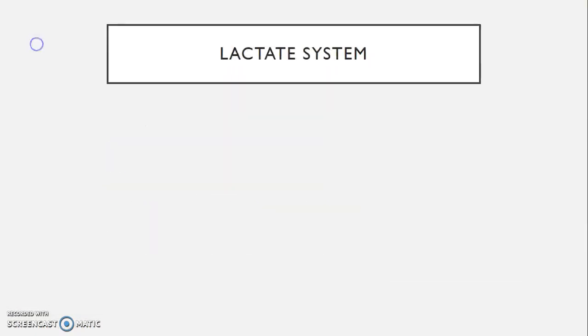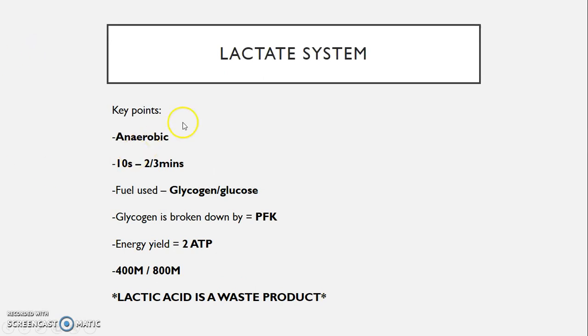So the lactate system, once again, that is also anaerobic. Now, once ATP-PC stores have run out, we go on to the lactate system. So it runs from 10 seconds, because that's when the ATP-PC system runs out, to 2 to 3 minutes. The fuel used is glycogen or glucose. Okay, glycogen is broken down by PFK, that's phosphofructokinase. The energy yield from that is 2 ATP, so it's more than the ATP-PC system, hence why we can go for 2 to 3 minutes using glycogen. Remember that glycogen is from carbohydrates that we eat, so the carbohydrates that we eat we break down into glycogen.